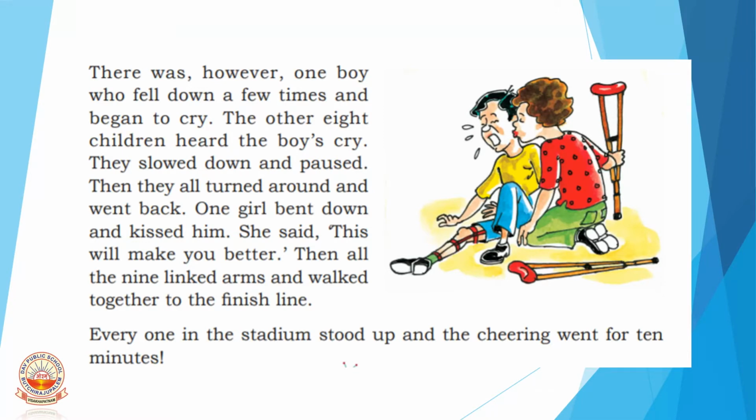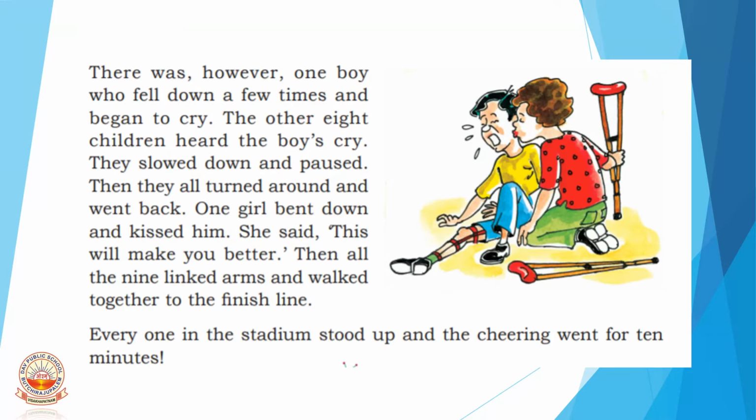There was, however, one boy who fell down a few times and began to cry. So, when the race started, one boy fell down and he started crying because he got hurt. What happened next? The other 8 children heard the boy's cry. So they heard that the boy fell down and was crying. They slowed down and paused and stopped. All of them stopped. They did not go on. Then they all turned around and went back. So they all went back to see what happened.